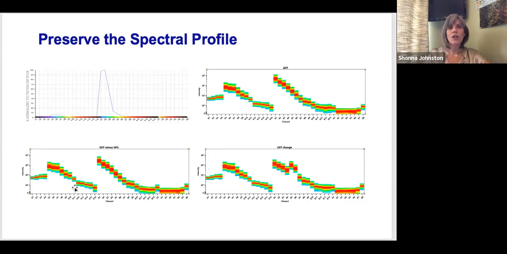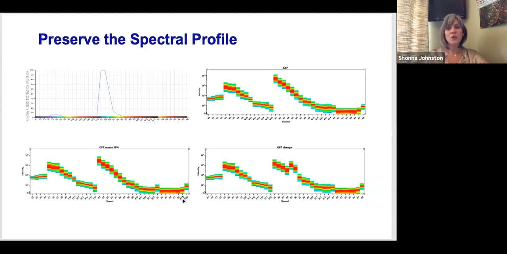What we actually want to do is make adjustments, maybe by a certain percentage, across all the detectors associated with a specific laser. So in this case, I've reduced everything on the blue laser only by 50%, and you can see it's still preserving my spectral profile. And that's really important for something like this.